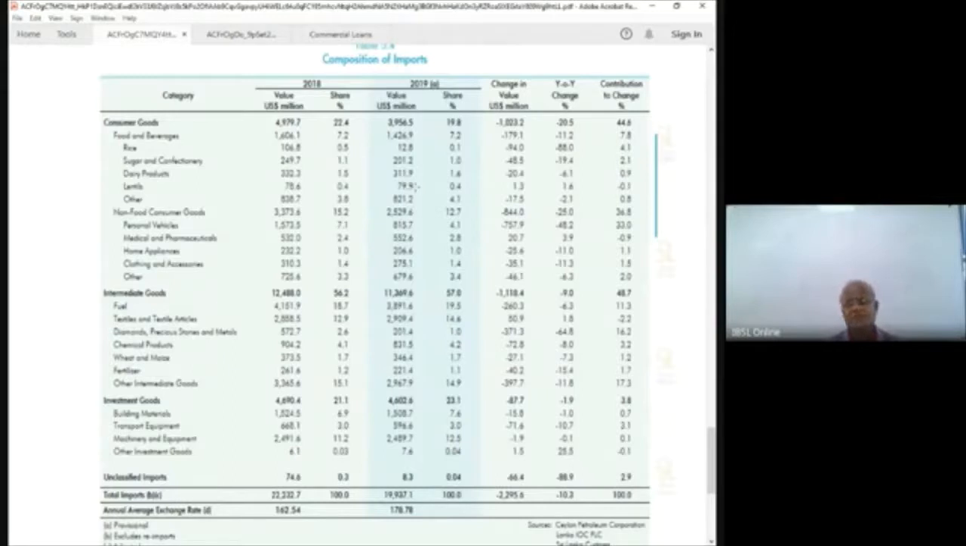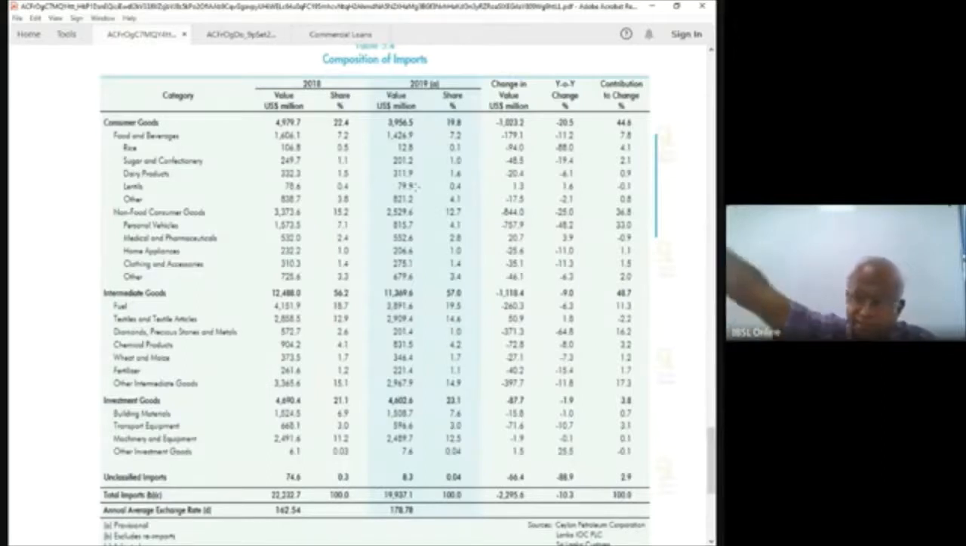Then what will happen? Among these, intermediate goods are a giant, $11,369 million. Within that, 3.8 billion, or 3,891 million US dollars, we spent on fuel and crude oil. Then textile and textile articles. What is that? We import all these threads, textiles, materials.